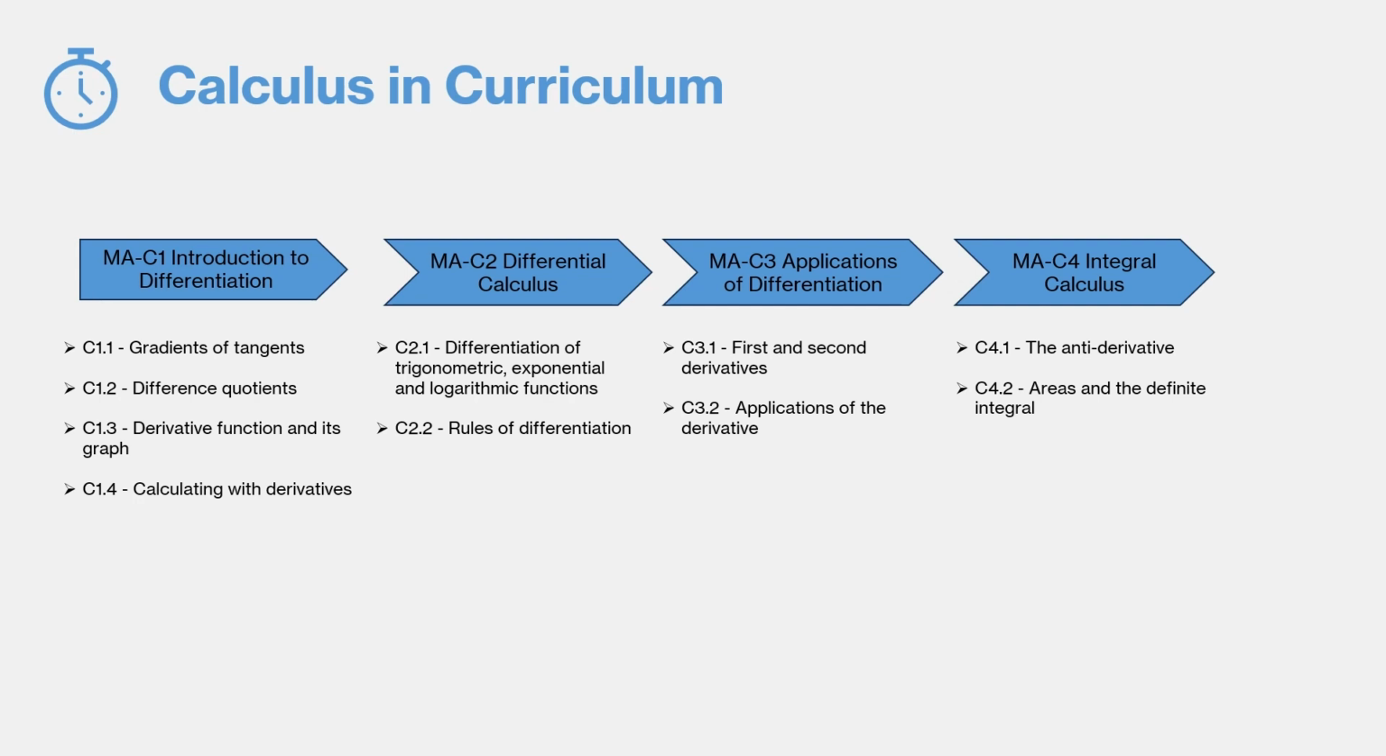The second module onwards is taught in Year 12. And for example, MAC2, differential calculus, consists of only 2 dot points: differentiation of trigonometric, exponential, and logarithmic functions, and the second rules of differentiation. This subtopic is focused on developing your differentiation toolset and also show you how to systematically solve any differentiation problems. The third subtopic aims to use differentiation in practical problems, and finally the fourth subtopic introduces integral calculus.